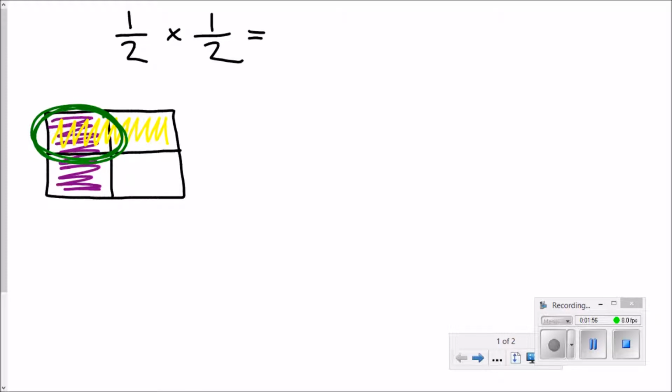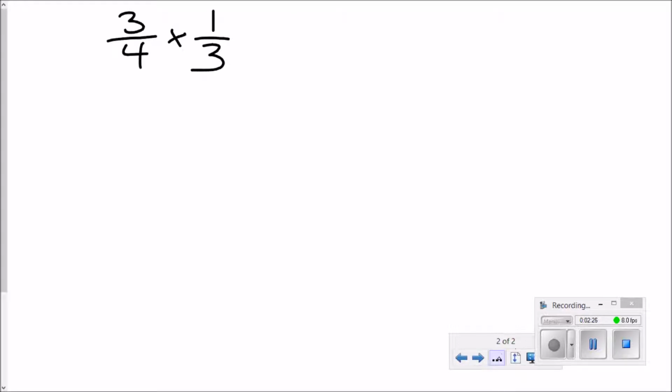Okay? Now, to connect this back to the standard algorithm, we know that the standard algorithm is numerator times numerator and denominator times denominator. So 1 times 1 is 1, 2 times 2 is 4. So if you go back and look at this model, 1/4 of the entire model is double shaded, which represents the 1/4 that we get in the answer whenever we use the standard algorithm. So I know that was quick, so I'm going to walk you through a couple more examples.